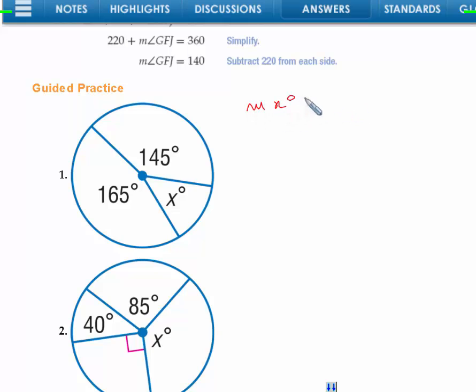The measure of x plus the measure of angle 145 plus the measure of angle 165 is going to be equal to 360. Okay, I'm going to solve for x now. So I'm going to subtract from both sides, minus 145 and minus this one, 165, both sides, okay? 360 minus 145 minus 165, and this I'm going to add now.